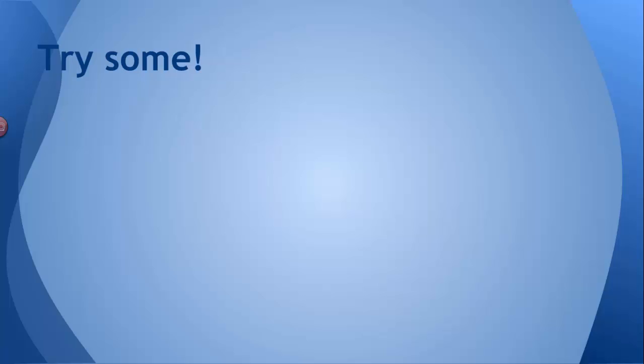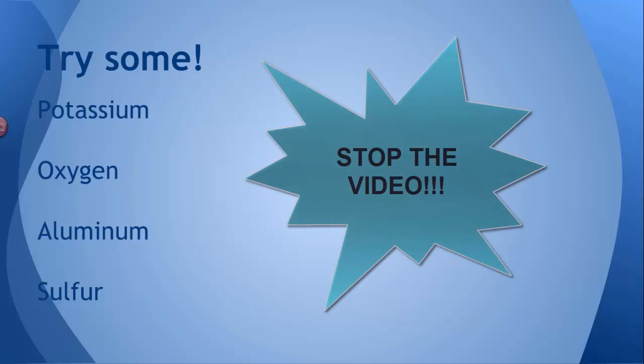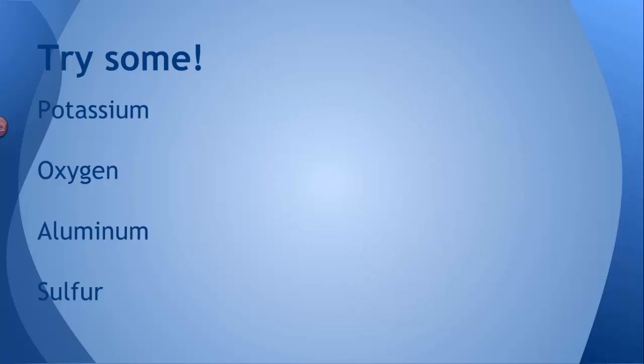So we'll try some. Here's a few that I want you to try. Figure out the symbol with the charge and the name of the ions that are formed by potassium, oxygen, aluminum, and sulfur. Stop the video, take out your periodic table, and figure those out and see how you did, okay? I'll wait. All set? All right, well, let's see how you did.